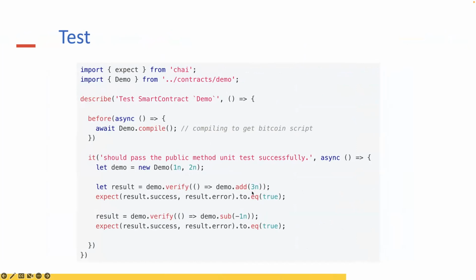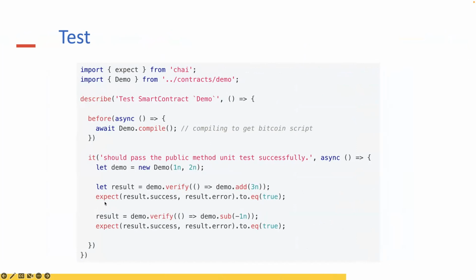So, not a surprise, right? When you say add 3, this is going to call the public function, and verify is just going to return a result. The result is a struct that has 2 fields. One is success, whether it's a success or not. The other is the error message. So if it's not success, it will give you an error message.